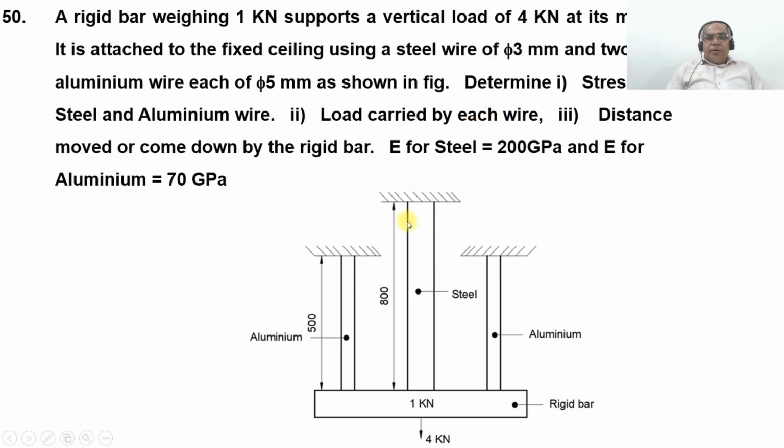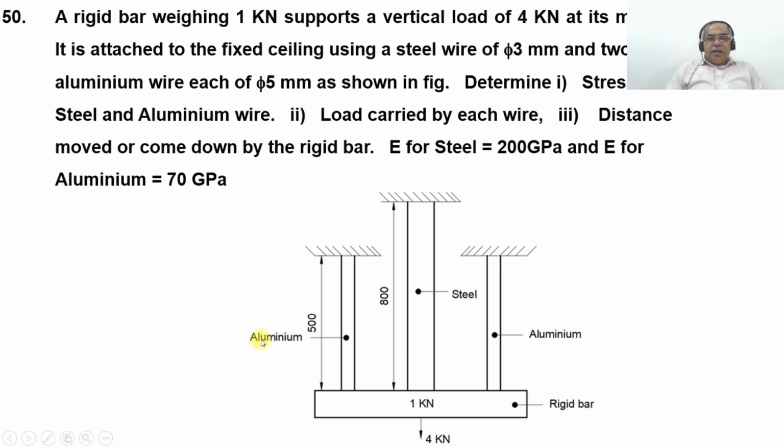So here we have a steel wire of diameter 3 mm and aluminum wires, each of 5 mm. So these are the 2 aluminum wires, which are fixed to the ceiling. And 1 kilonewton is the weight of the rigid bar, over which 4 kilonewton is acting at the midpoint. Determine the stress in the steel and aluminum wires, and the load carried by each wire.